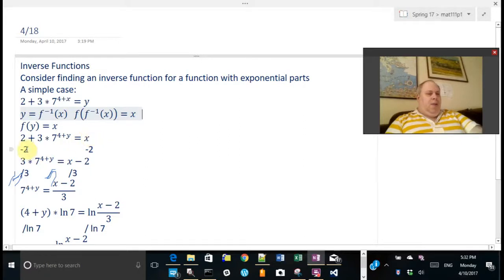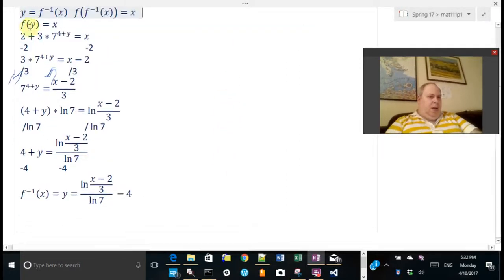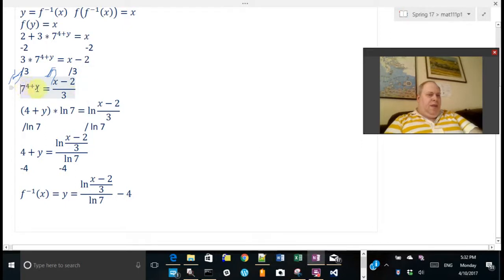So, we're going to subtract 2 from both sides. Then we divide both sides by 3. And that gives us 7 to the 4 plus y equals x minus 2 over 3.